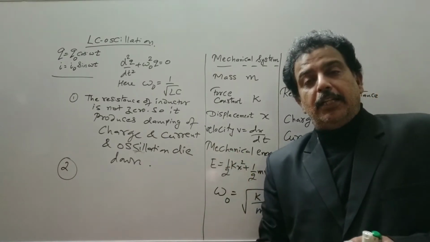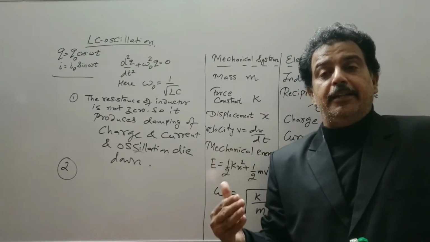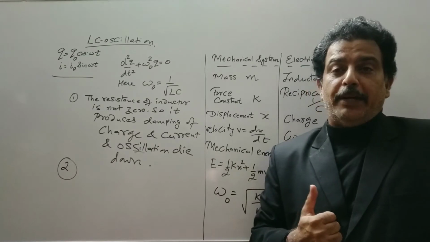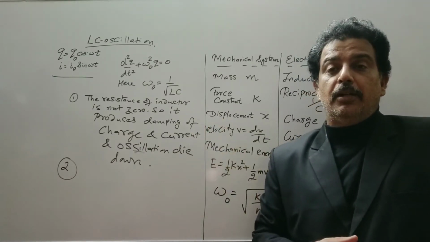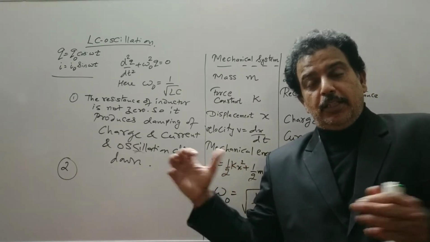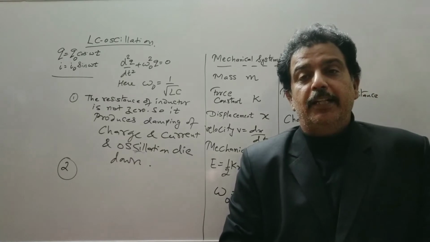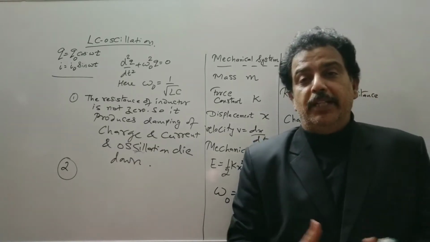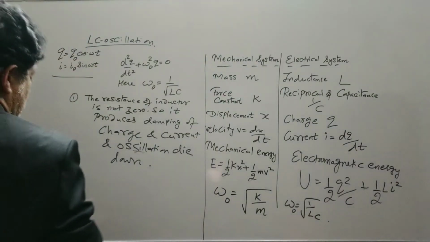Now energy can neither be created nor destroyed. So where does this energy go? This energy is radiated in the form of electromagnetic waves, and therefore this circuit is used in the transmitter of the electromagnetic waves. So whenever we want to transmit the electromagnetic waves, we will take the help of this LC oscillation circuit.